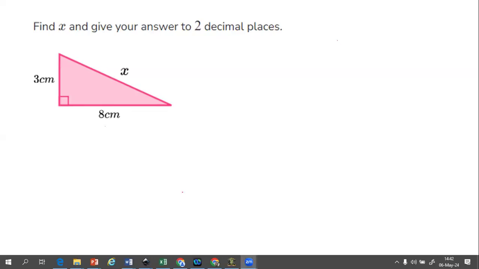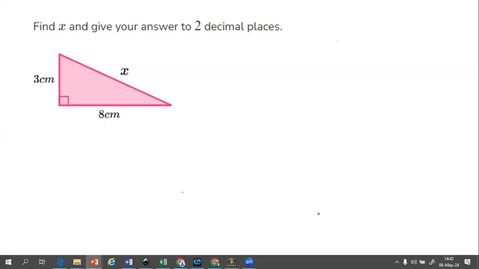Now, they told us to write our answer to 2 decimal places. When they say 2 decimal places, it means that the answer you have remained with is what you write to 2 decimal places.